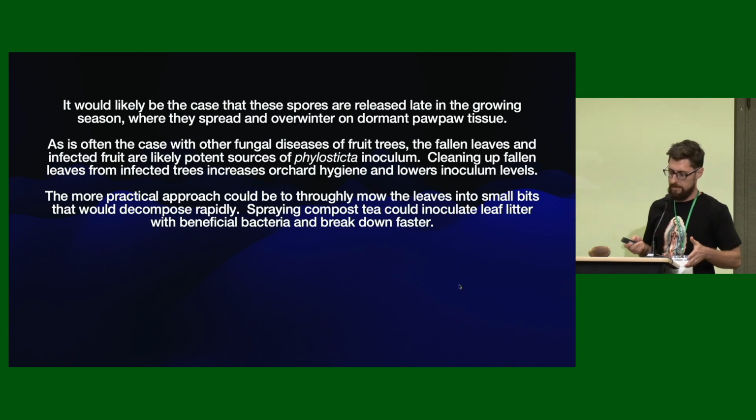So as is often the case, the fallen leaves and infected fruit are likely potent sources of Phyllosticta inoculum. So cleaning up fallen leaves from the infected trees can increase orchard hygiene and lower inoculum levels. And on scale, you could do something like mowing the leaves into smaller bits, which would decompose rapidly, just like with a lawnmower sort of thing. Spraying compost tea could inoculate the leaf litter with beneficial bacteria and break it down faster.